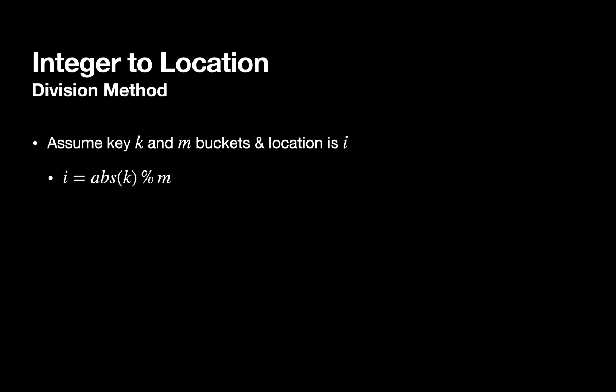Okay, so the division method, again, we're assuming that our key is k and we've got m buckets. And if we want to find the location of a key in our buckets, we'll refer to that as i. So the division method is pretty straightforward. You just take the absolute value of the key to assume that we have a positive value and the modulus with our number of buckets. If you remember, this is the remainder after division. So this will give us a value from 0 up to and including m minus 1, or you could think of it as a value from 0 up to, but not including m.